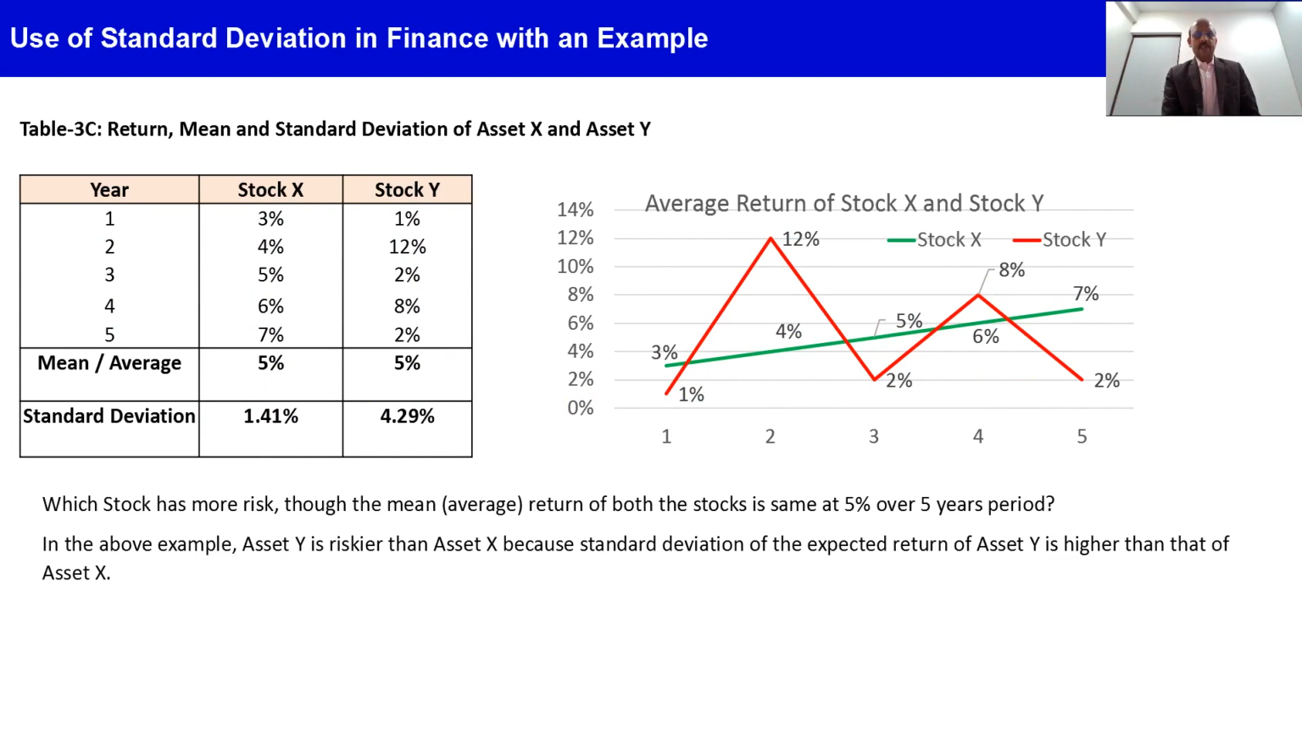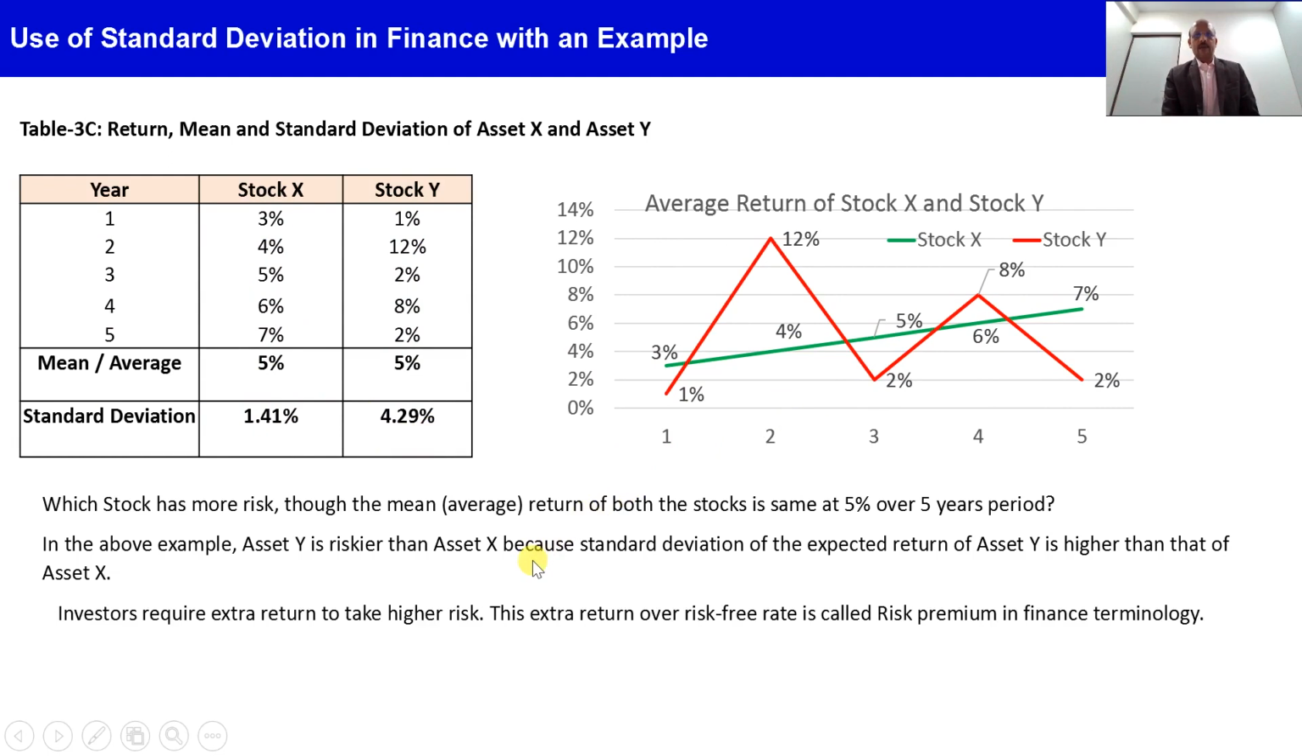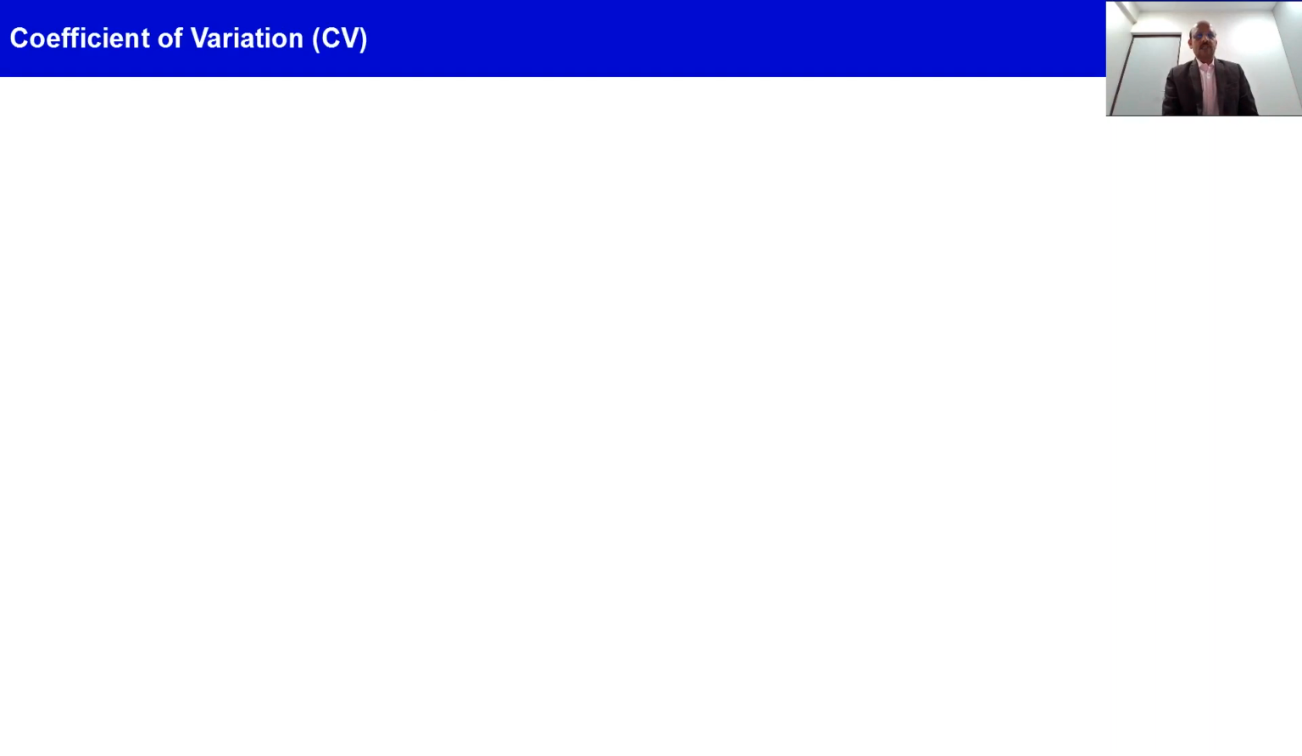Now, obviously, as an investor, which stock will you prefer from the risk perspective? Stock X. Why? Because stock X has the lower standard deviation compared to stock Y. So, in order for an investor to invest in stock Y, they would require some extra element of return to motivate them to invest in stock Y. So, this is how the standard deviation concept is used in finance and investment.